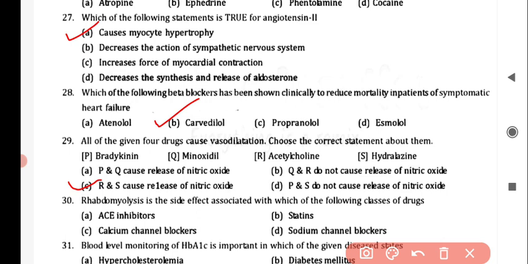Next question is, rhabdomyolysis is the side effect associated with which of the following classes of drugs? And the correct answer is option B, that is statins.